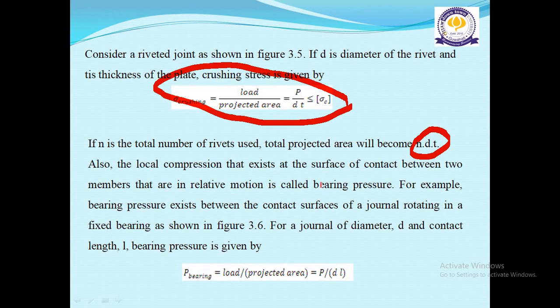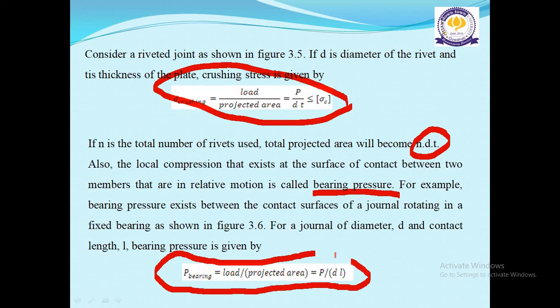Also, the local compression that exists at the surface of contact between two members that are in relative motion is called bearing pressure. For example, bearing pressure exists between the contact surfaces of a journal rotating in a fixed bearing as shown in the figure. For a journal of diameter D and contact length L, bearing pressure is given by P bearing is equal to load divided by projected area, which is equal to P divided by D into L.